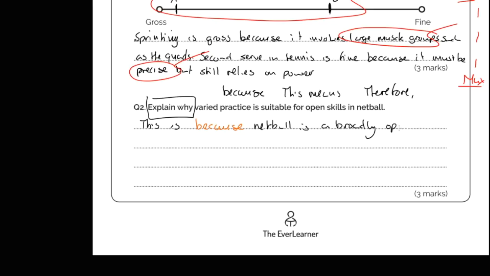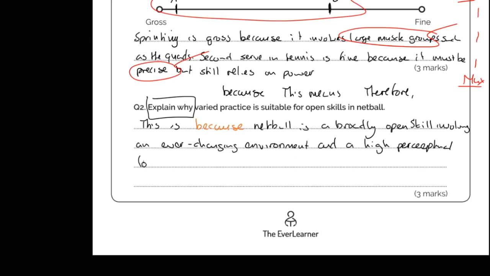Okay, not entirely open. Like we talked about penalty shot, for example. Broadly open skill involving an ever-changing environment. Okay, so I'm basically describing my open skill type of conditions. And, nice term coming up here, try and use it, a high perceptual load. Now, I've probably already done enough there to get my 3 marks. How? Because my examiner is going to go, okay, it's broadly open, ever-changing environment, and it's high perceptual load. Okay, so I'm probably going to get my 3 marks that way. But I just want to keep going.